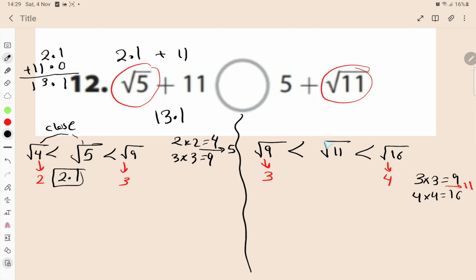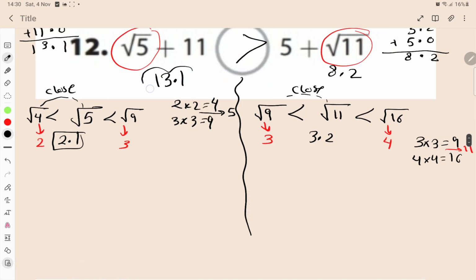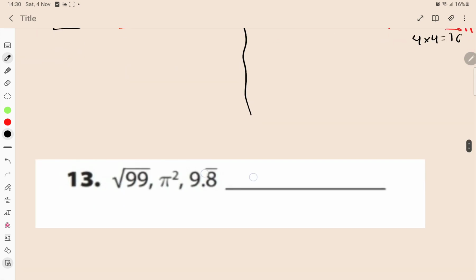5 plus root 11. Estimate root 11. 11 is closer to the 9. 11 is 5 steps away from 16. 11 is just 2 steps away from the 9. So it is closer to the 9. So we can say it is 3.2 maybe. So this is 3.2 plus the 5. 5 is the same as 5.0. Add, decimal point, 3 plus 5 is 8. So this is 8.2. Which is bigger? 13.1 is actually greater than 8.2.